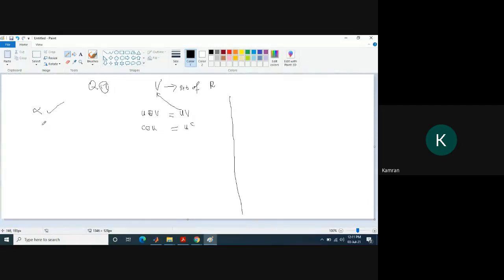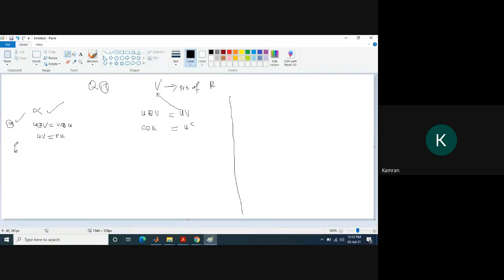Next is condition A, which means that u plus v must be equal to v plus u. So u plus v is uv and v plus u is vu. By definition, u and v are real numbers, so they are commutative. So this means that u plus v is equal to vu, so condition A is satisfied.